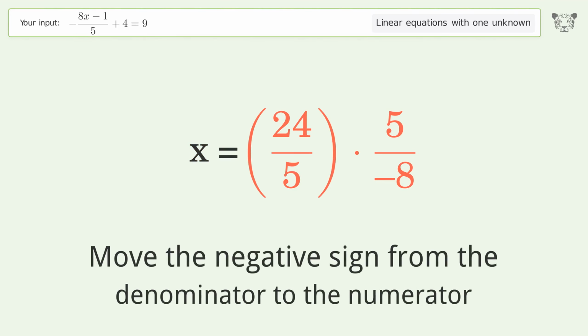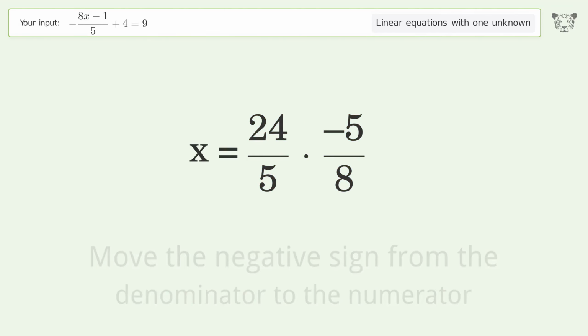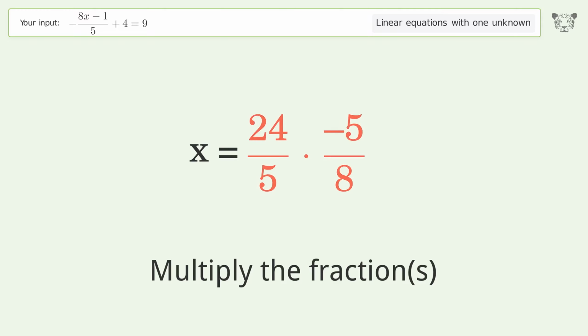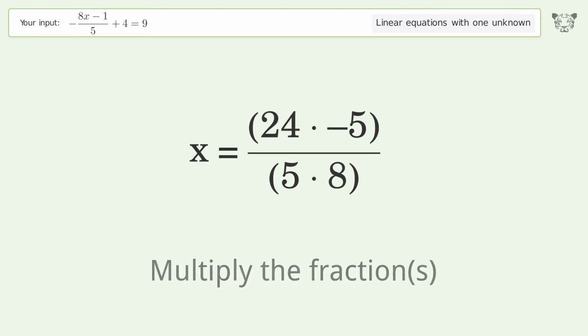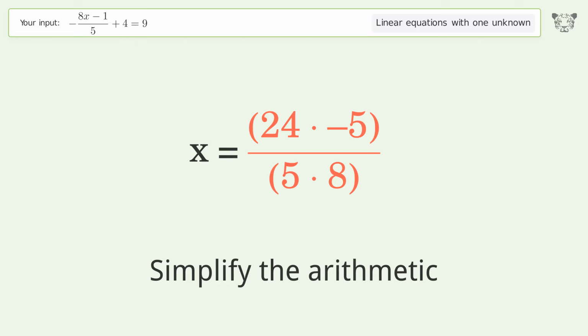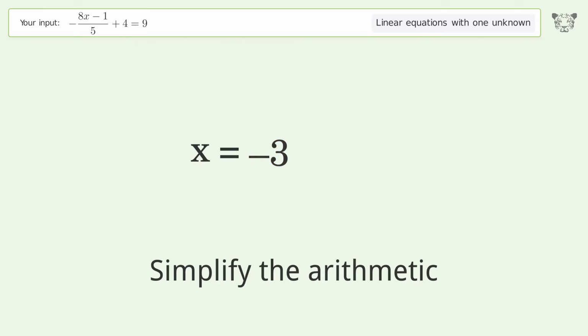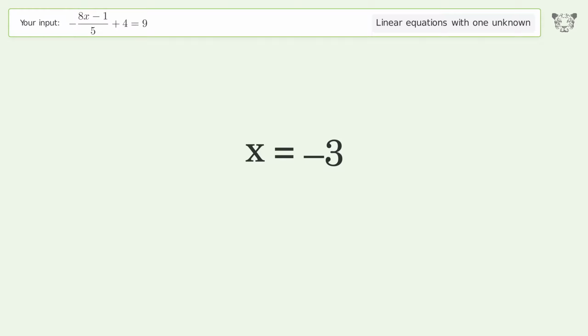Move the negative sign from the denominator to the numerator. Multiply the fractions. Simplify the arithmetic. And so the final result is x equals -3.